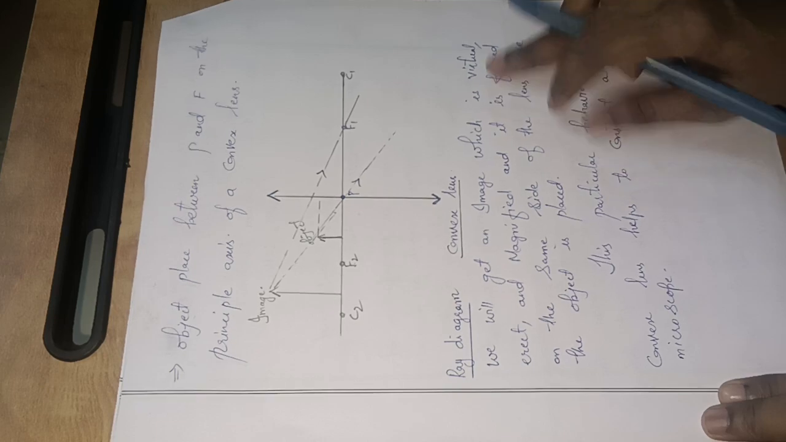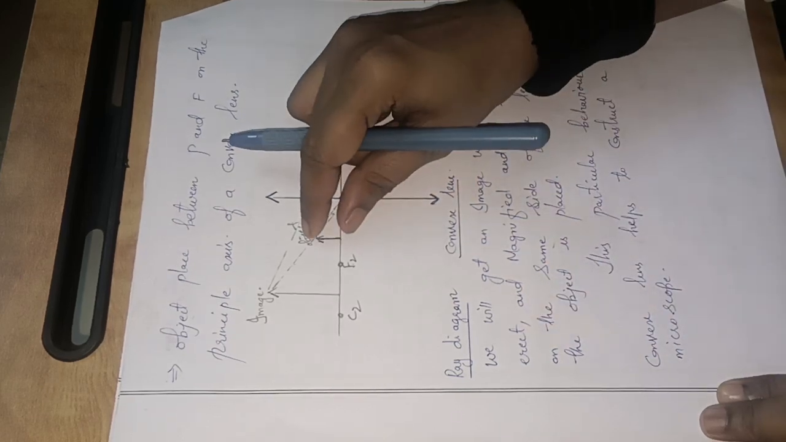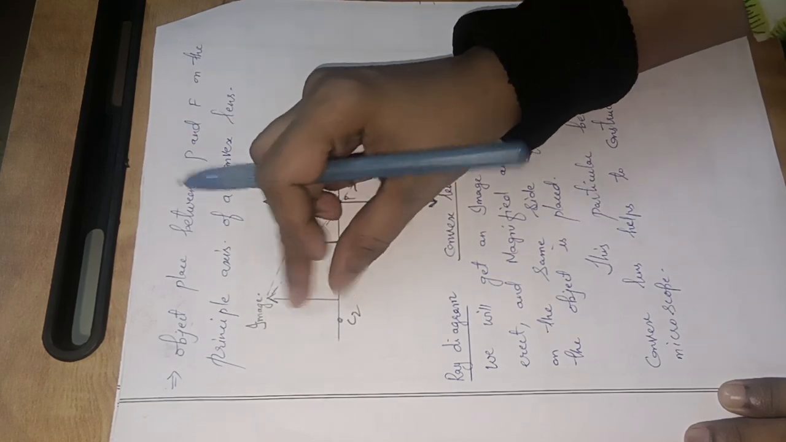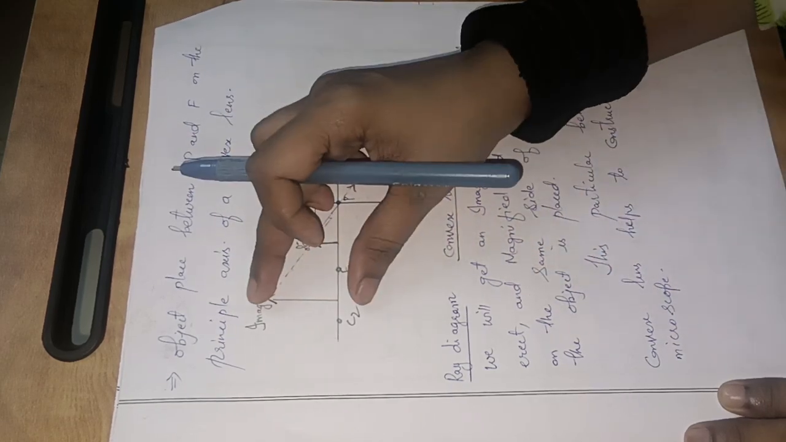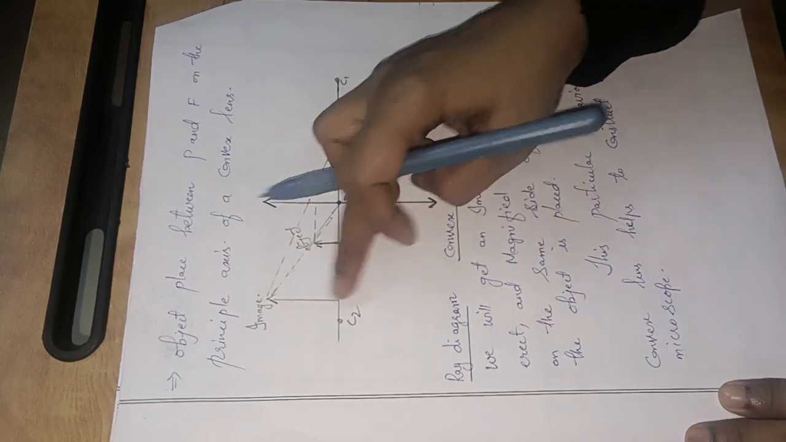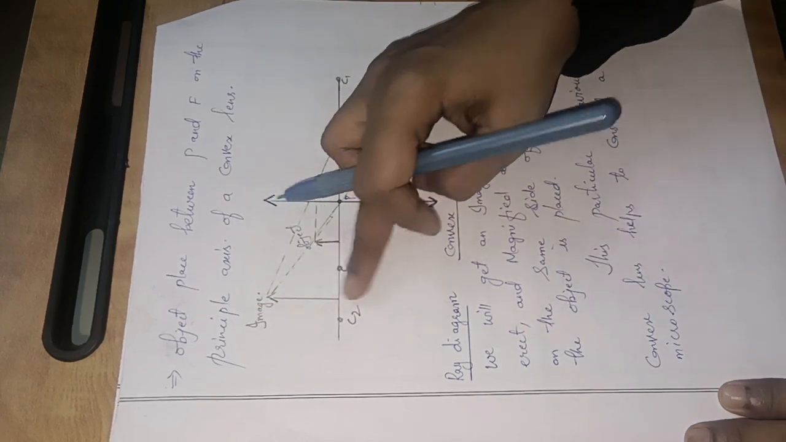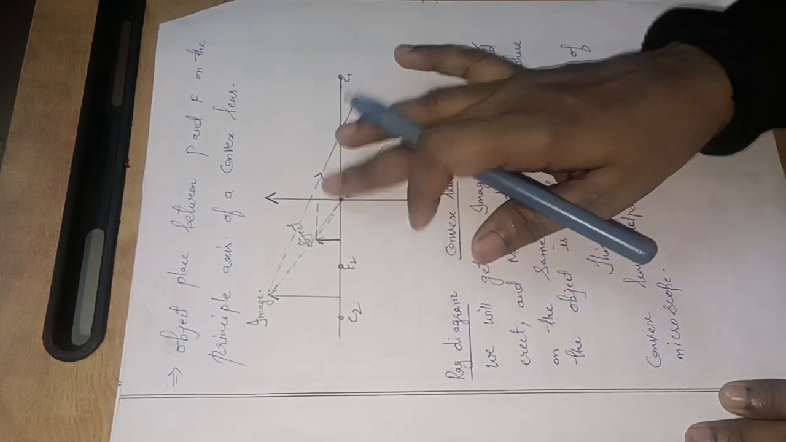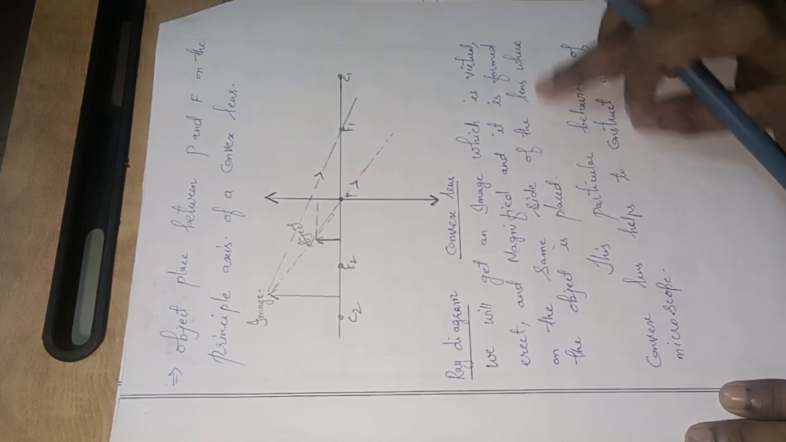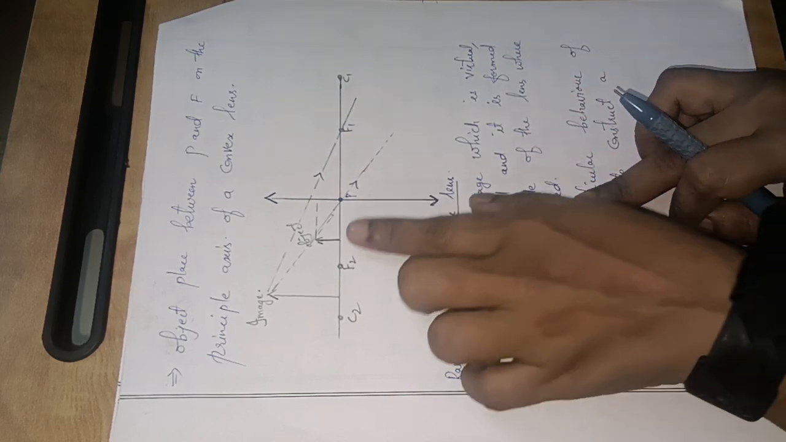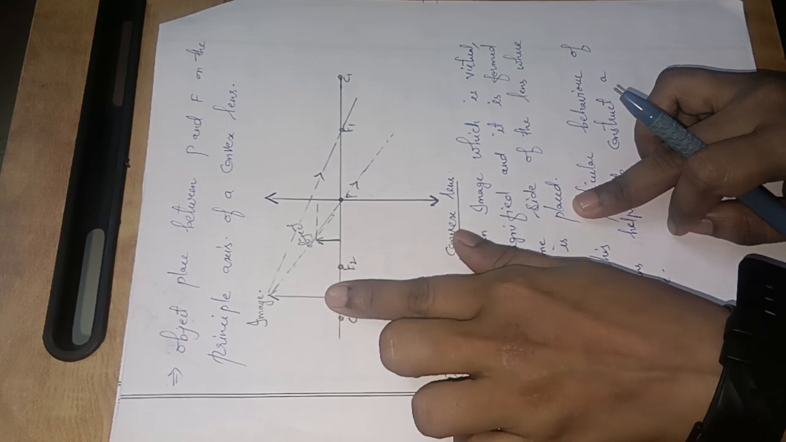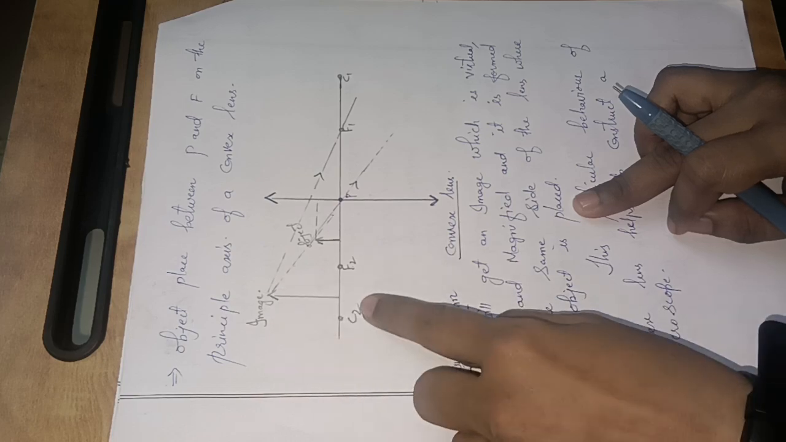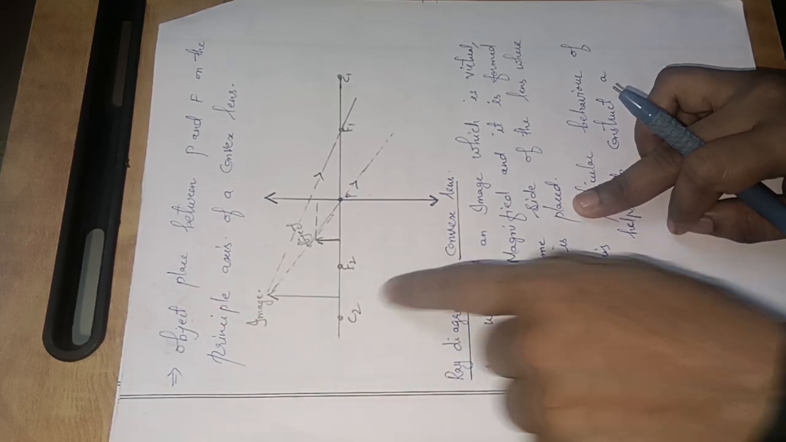We will get an image which is virtual. Magnified means enlarged, and it is erect. It is not inverted, it is upright, and it is formed on the same side. It forms on the same side of the lens where the object is placed. The object is here, the image forms here, and the image is enlarged, magnified, virtual, upright, erect.